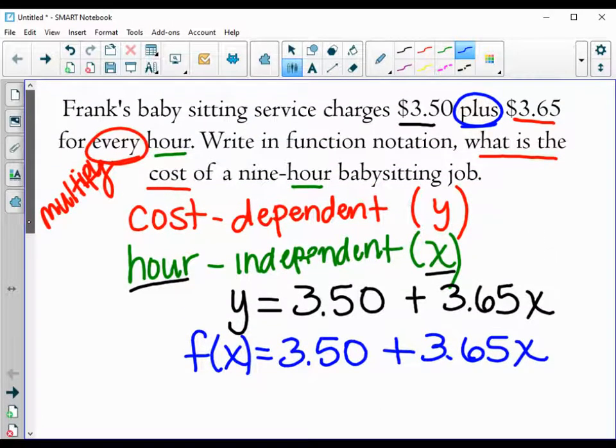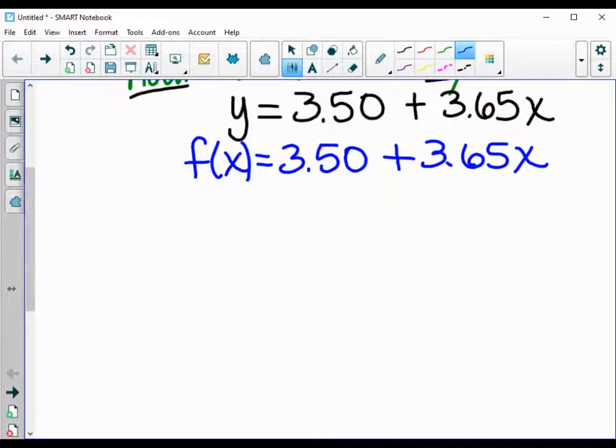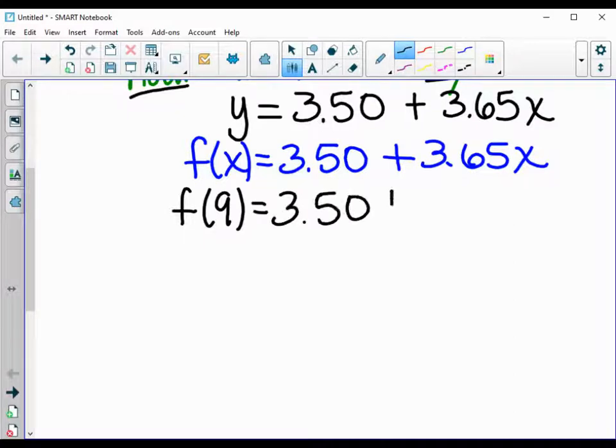Okay? And now we're going to actually answer the question. The question is asking you, what is the cost of a 9-hour babysitting job? Remember, our hours is represented by x, so we're going to do f of 9. Everywhere you see an x, now you're going to write 9. So $3.50 plus $3.65 times 9. Now we have to remember order of operations. We're going to do multiplication first, so $3.65 times 9.